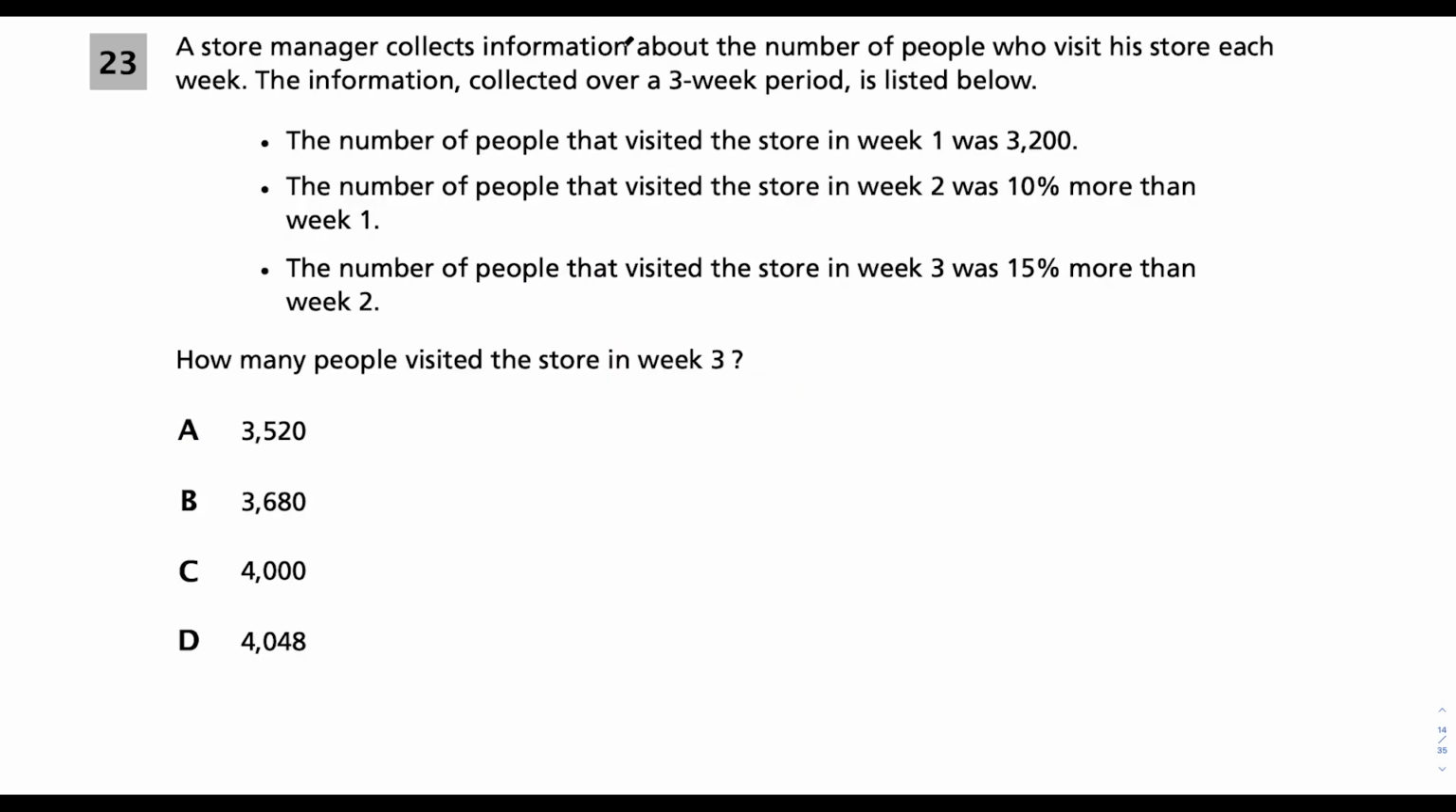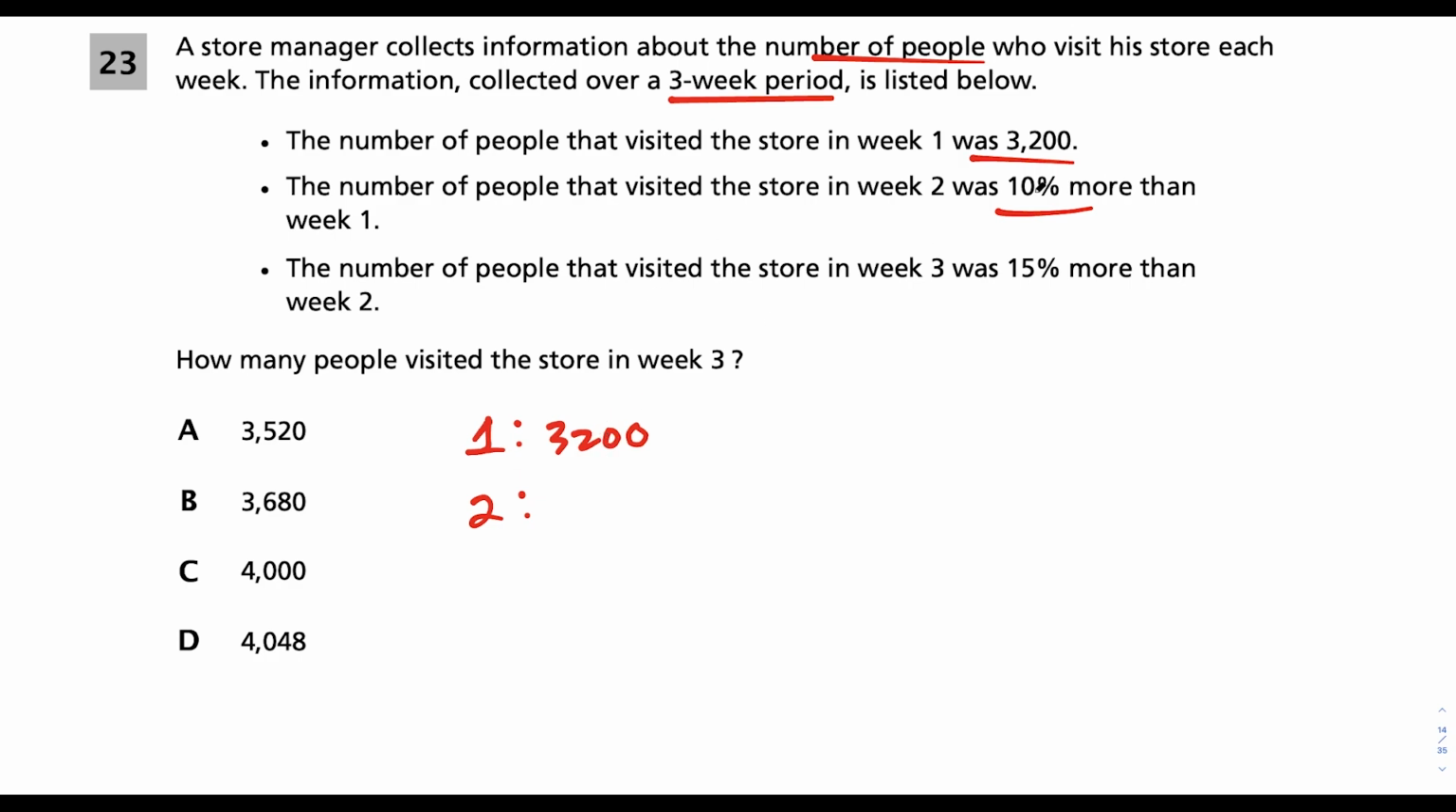Question 23, we have a store manager collecting information about the number of people that visit the store each week. This information is collected over a 3-week period, and it is listed here. The number of people that visit the store in week 1 was 3,200. So we'll say over here, week 1 is 3,200. Now for week 2, there is a 10% increase compared to week 1.